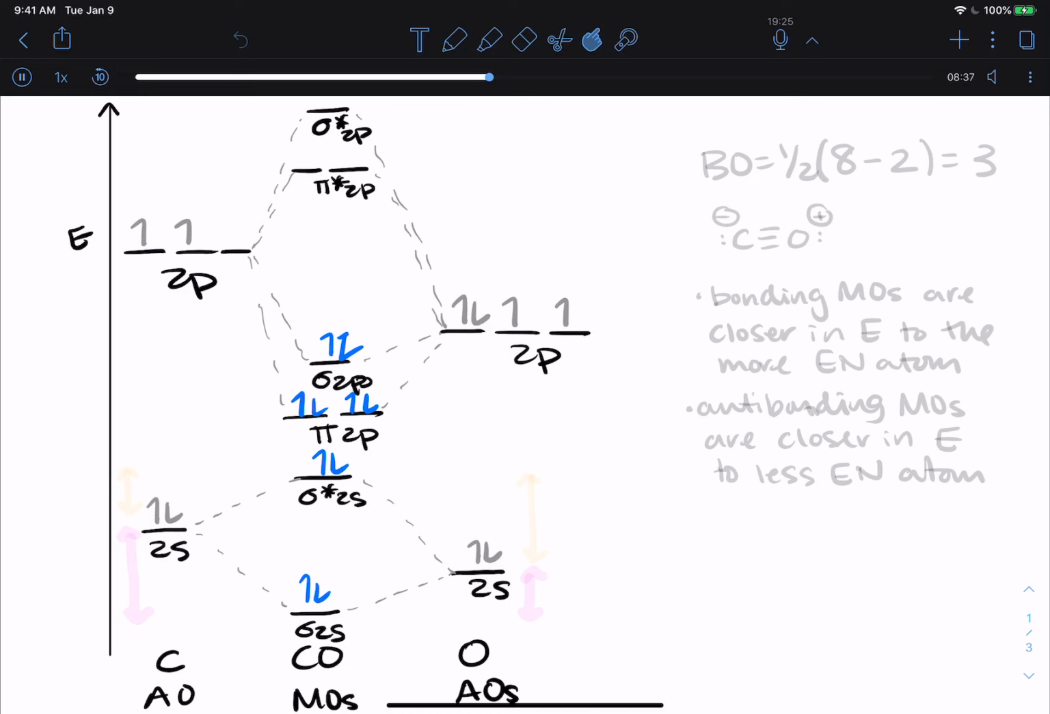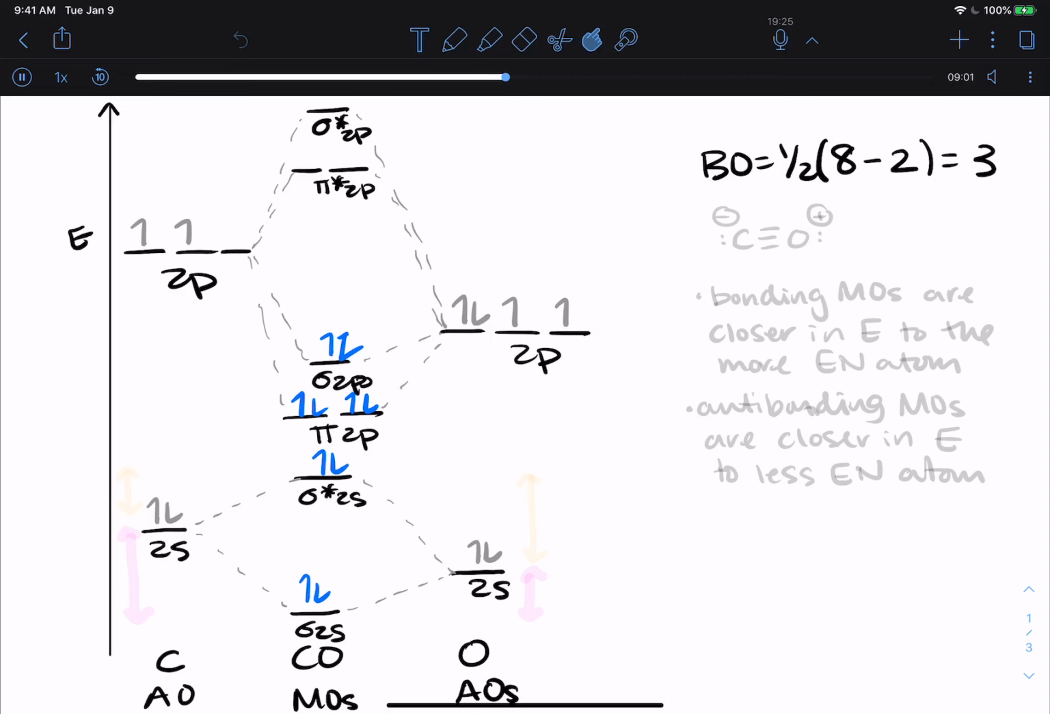I can calculate a bond order for this. So I have 2, 4, 6, 8 electrons in bonding orbitals. I have 2 in anti-bonding. This gives me a bond order of 3. So I'm expecting a triple bond.